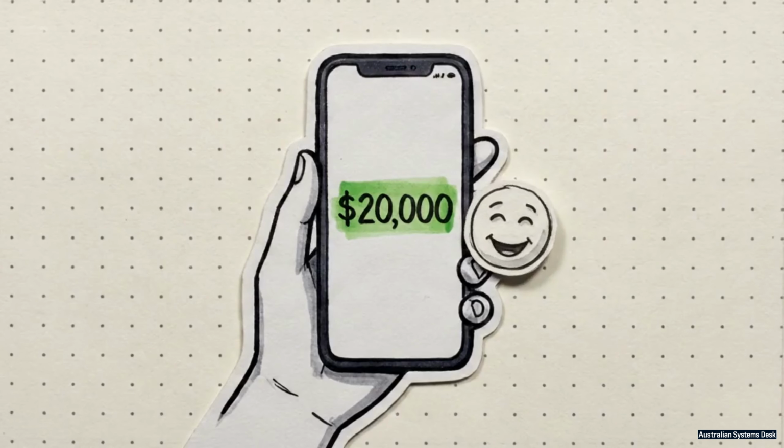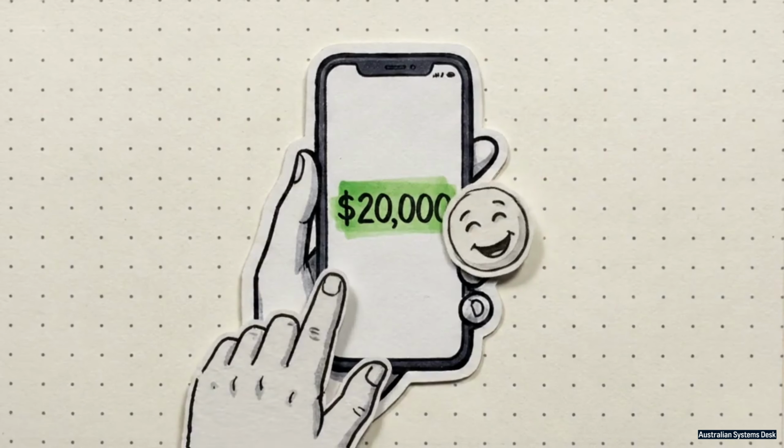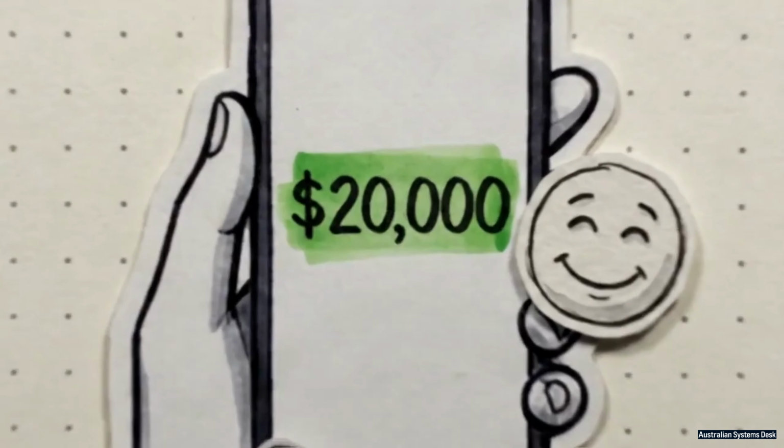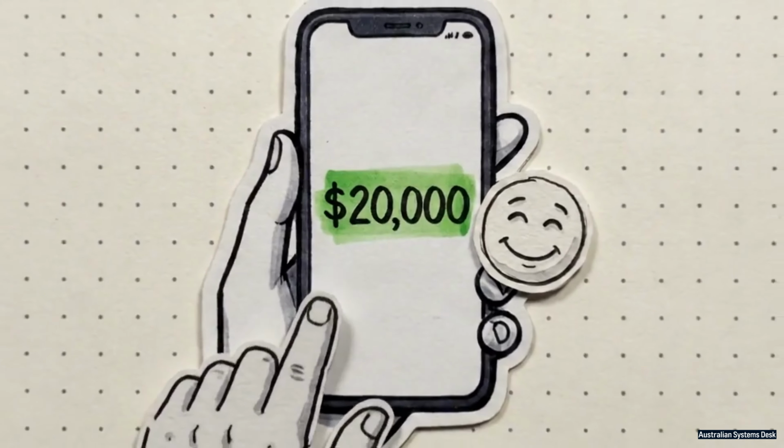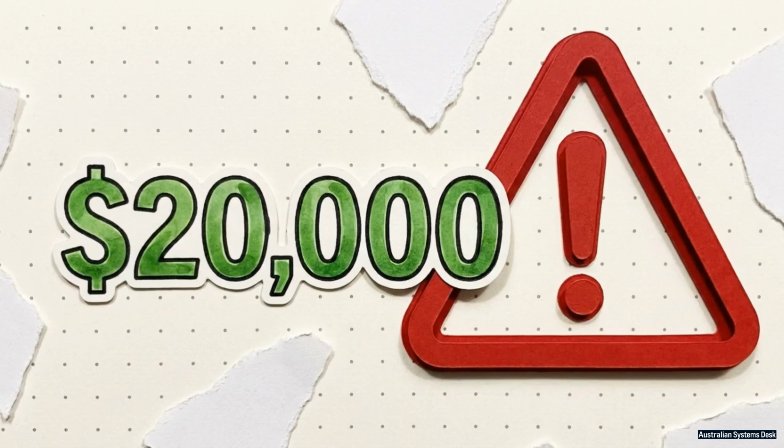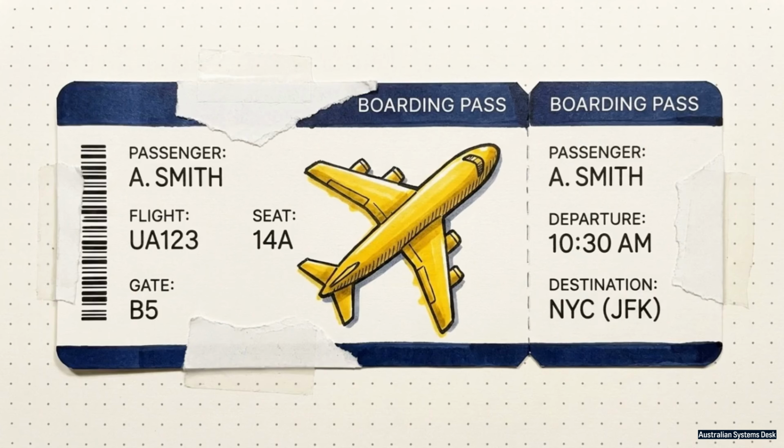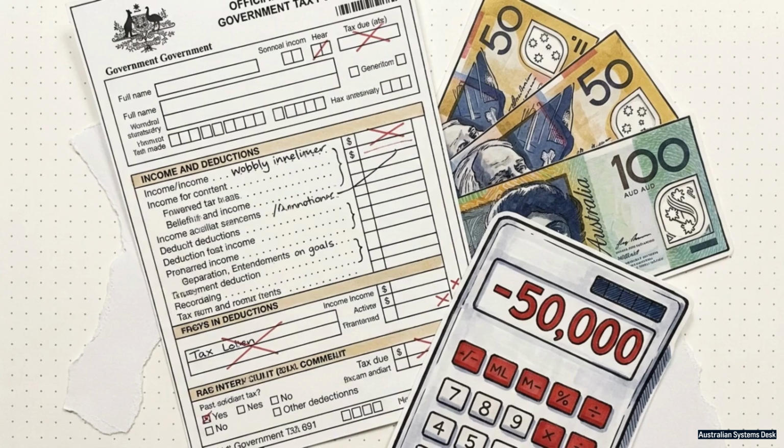You open your Super app, see a $20,000 balance, and think, great, when I leave Australia, I'll have a 20 grand head start back home. That number on your screen is an illusion. When eligible temporary residents permanently leave Australia, they claim their super through a Departing Australia Superannuation Payment, or DASP, and before that money ever hits your bank account, a final withholding tax is taken out.